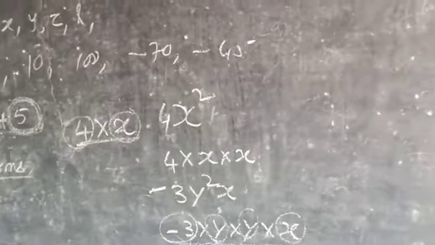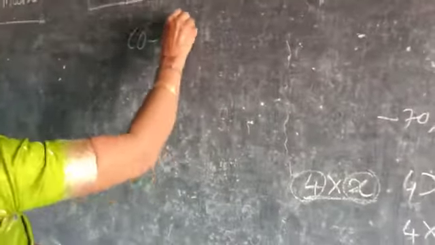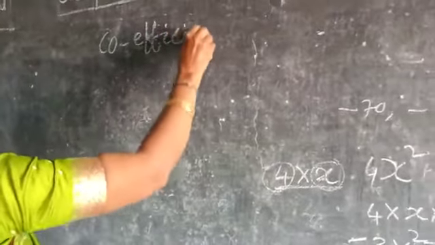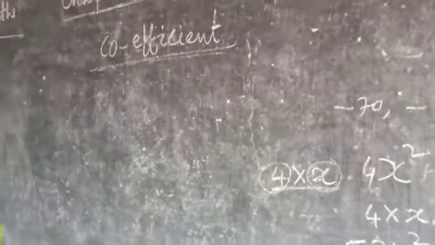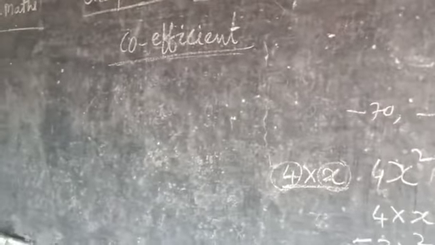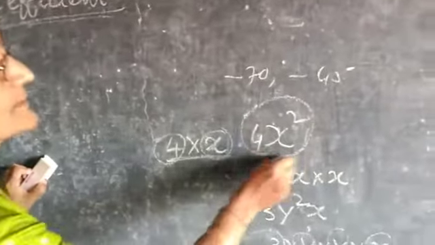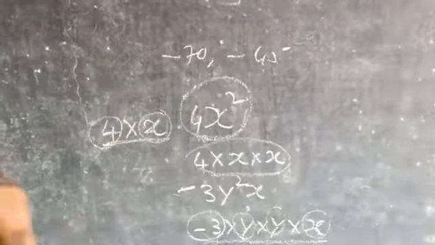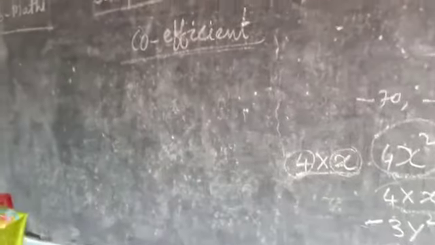Now come to the coefficient. What is the meaning of coefficient? Coefficient means we have to write the term as a product of factors. You have already learned how to write the factors of a term. The product of the factors is the term.